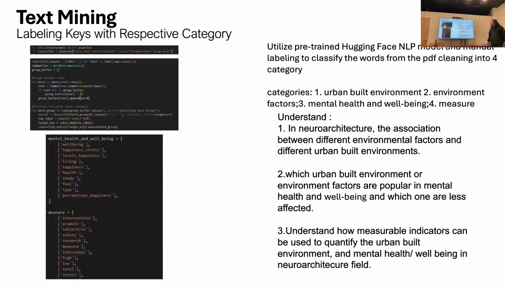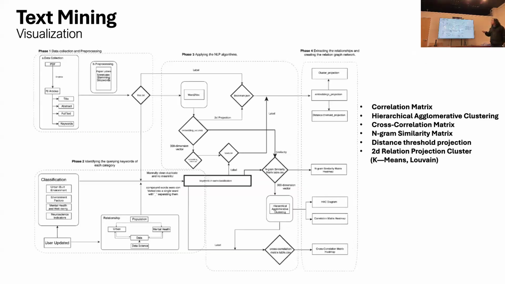Next, we use a Hugging Face NLP model to categorize these words into four categories: urban built environment, environment factors, mental health and well-being, and measures, to understand the association between different environment factors and different urban built environments, and to discuss these questions using the text mining results. The last part is the visualization.